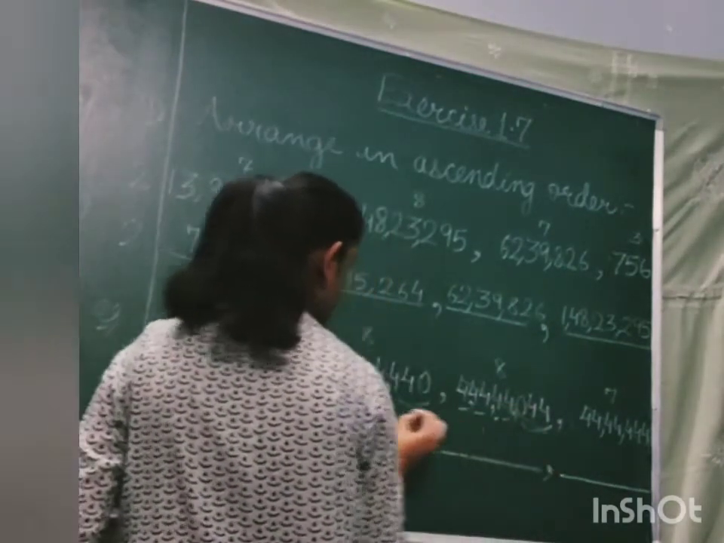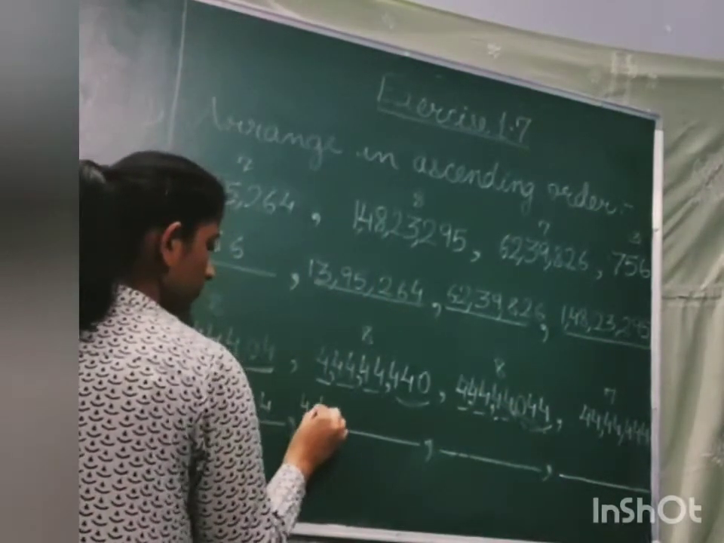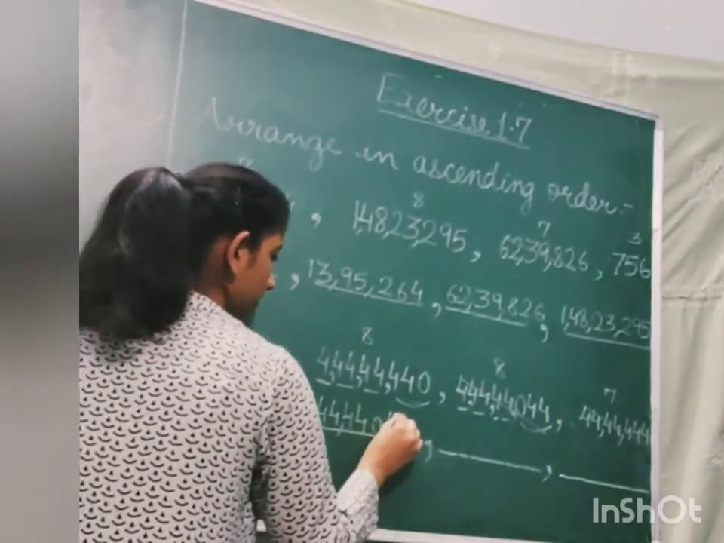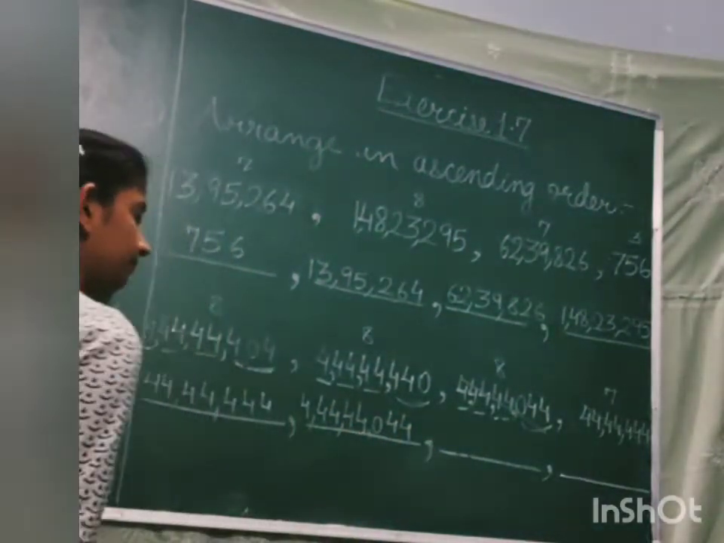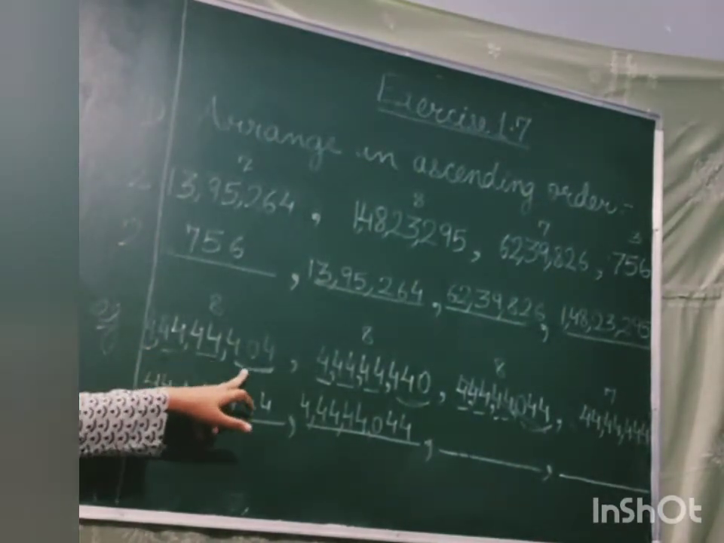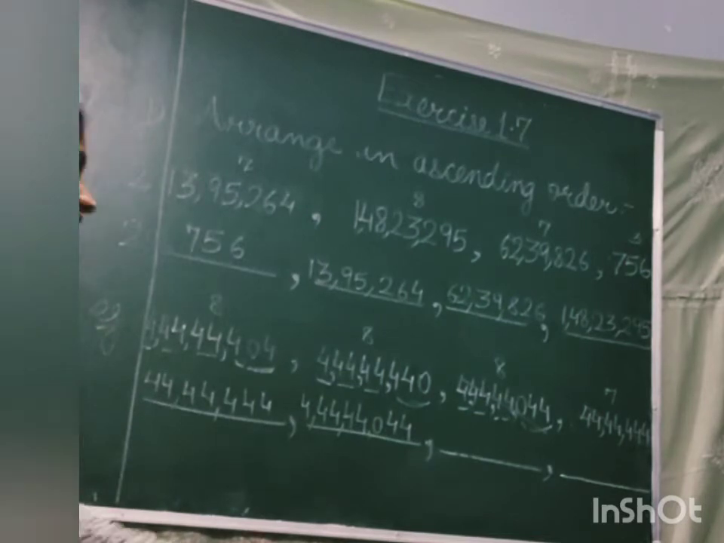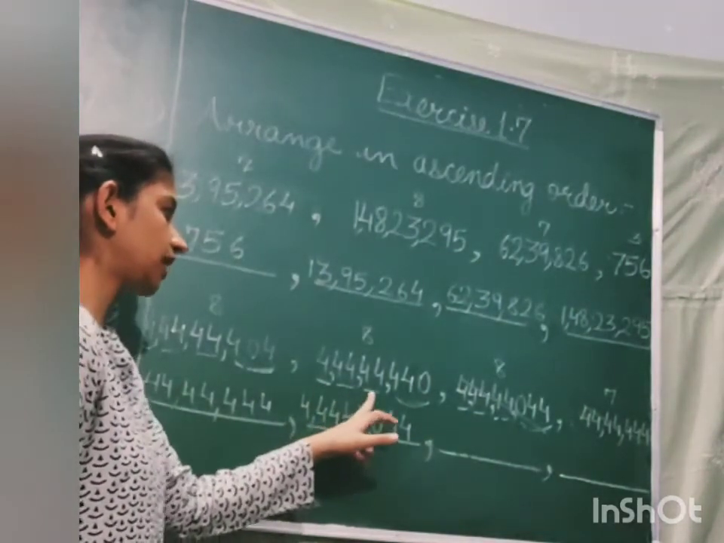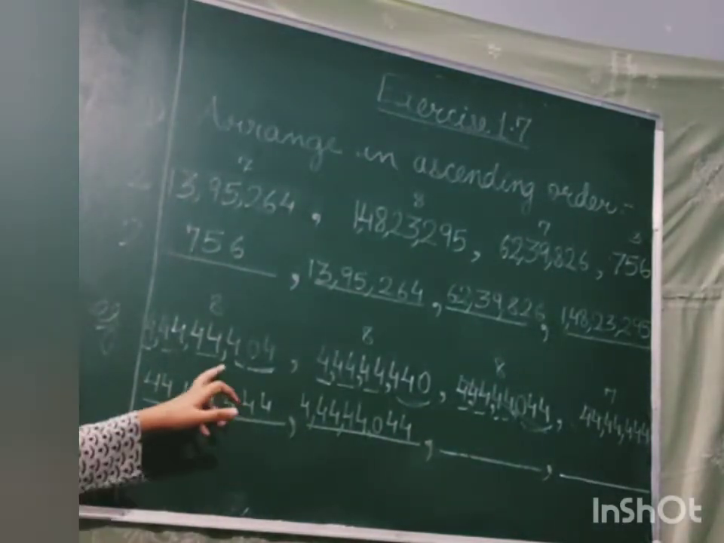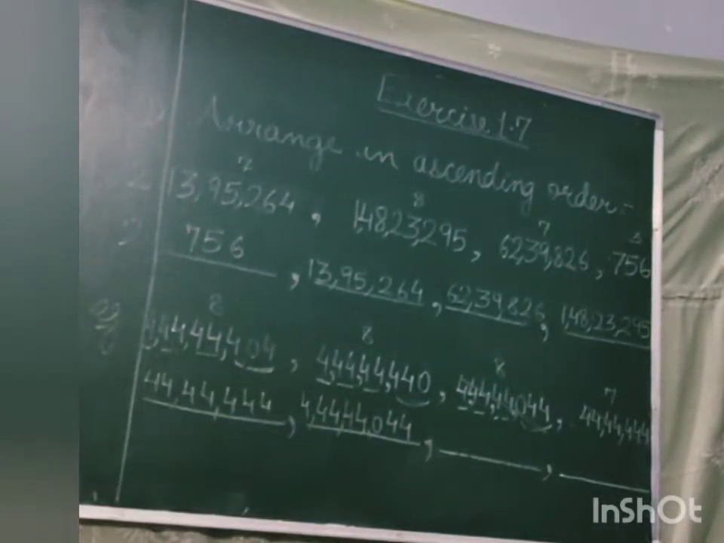So let's cross it out and write it down. 4 crore, 44 lakh, 44,000 and 44. Next you have 4 crore, 44 lakh, 44,404. And here you have 4 crore, 44 lakh, 44,440. So which is smaller? This one or this one?